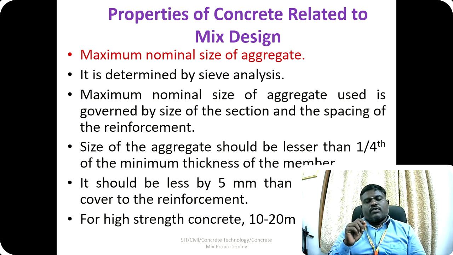So if, for example, the cover of the reinforcement is 25 mm, then your aggregate should be 20 mm. If the cover of the concrete is 20 mm, then your aggregate should be around what, 15 mm or 12 mm, right? So to achieve high strength concrete, 10 mm to 20 mm are used.